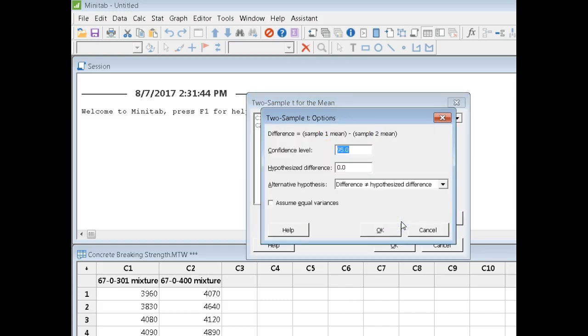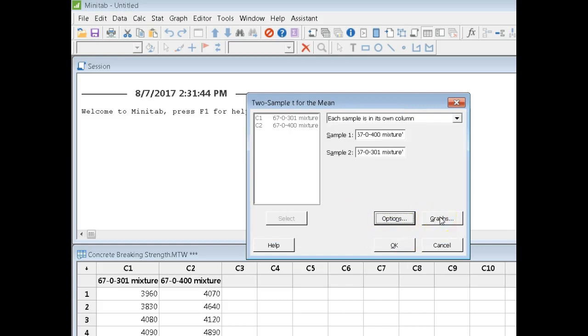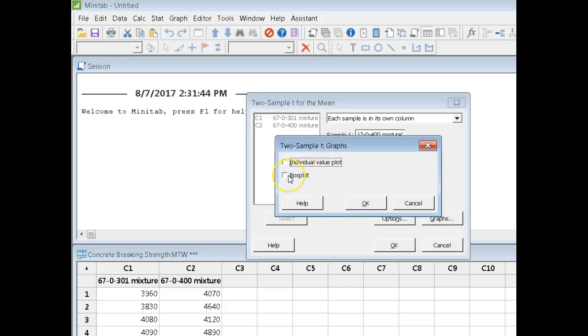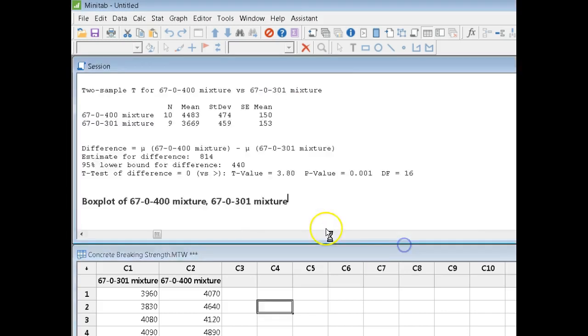I would go to options for this. My hypothesis is that there's no difference, that the difference is 0 between the two groups. And I wanted to know whether or not the difference was positive. In other words, was the 400 greater than the 301? At the moment, I have no idea if the variances are equal, so I'm going to leave that turned off, but I will come back in and turn it on. To see whether equal variance is a reasonable assumption for these data, it's smart to have a look at a box plot.